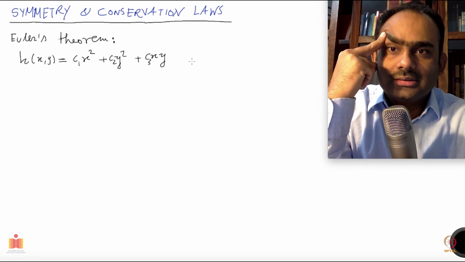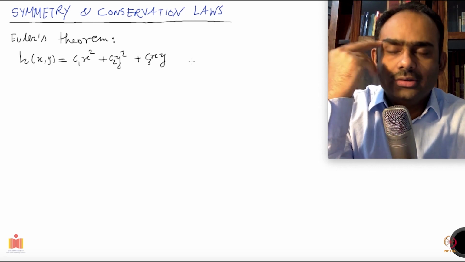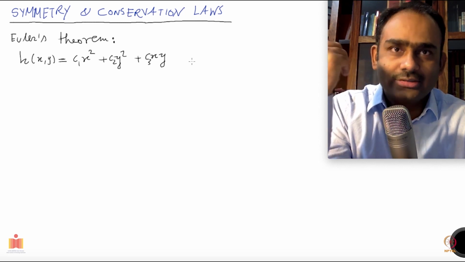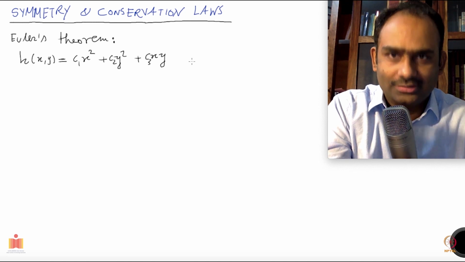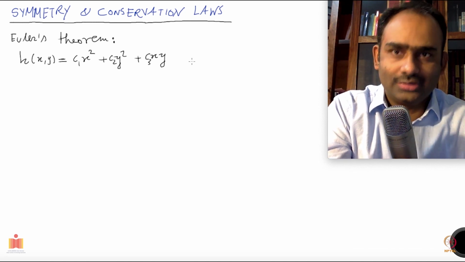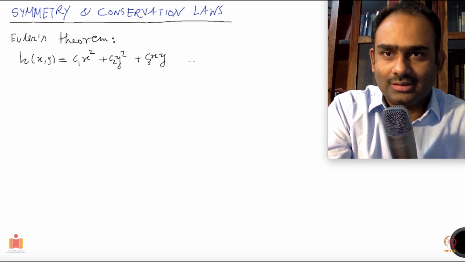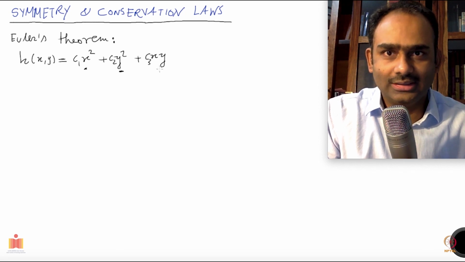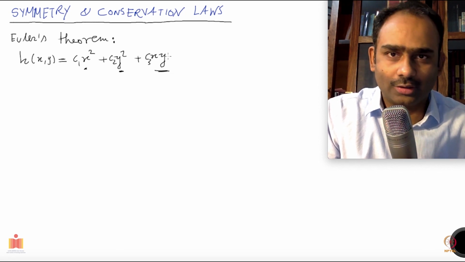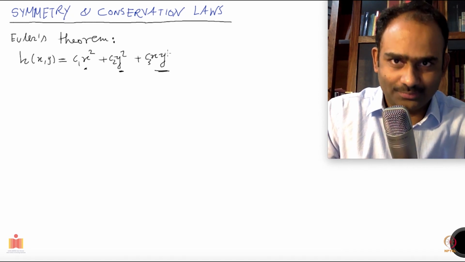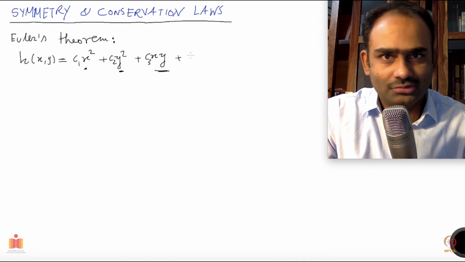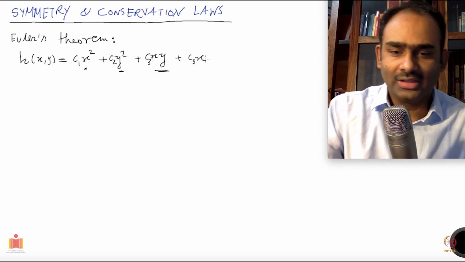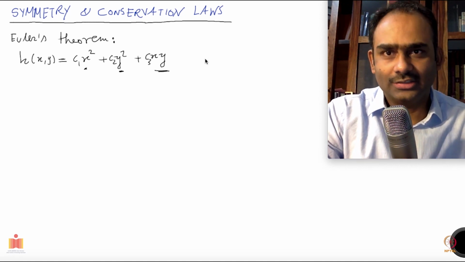It's a degree 2 polynomial, but another special thing about this polynomial is that it is homogeneous, meaning each term is of degree 2. So this has 2 powers here. This also has 2 powers. This also has 2 powers, because 1 power of x, 1 power of y. So this h is a homogeneous function. If I add a term like c3x here, then this h is no longer a homogeneous function. So let's take a homogeneous function.